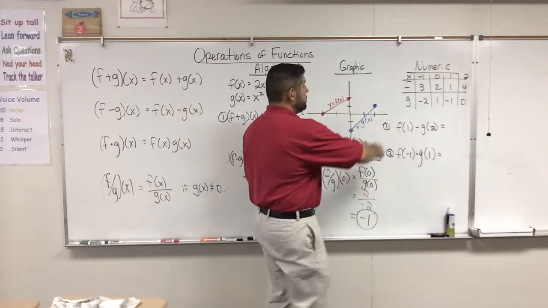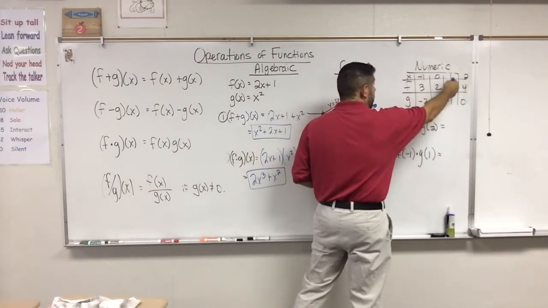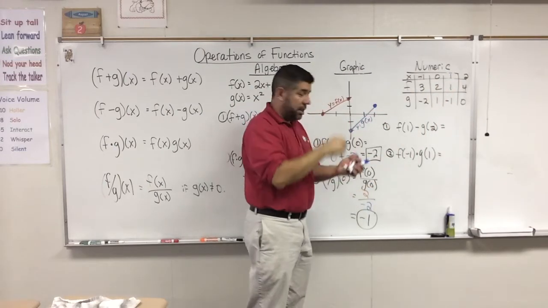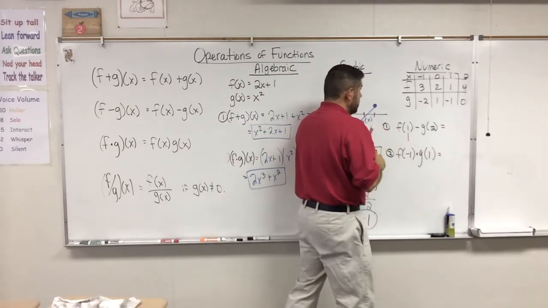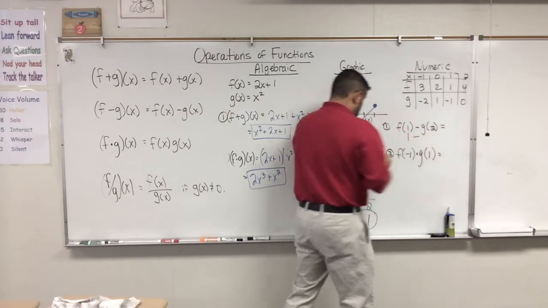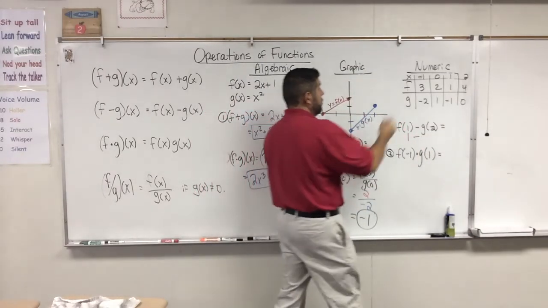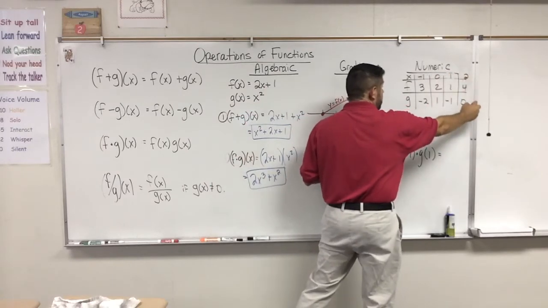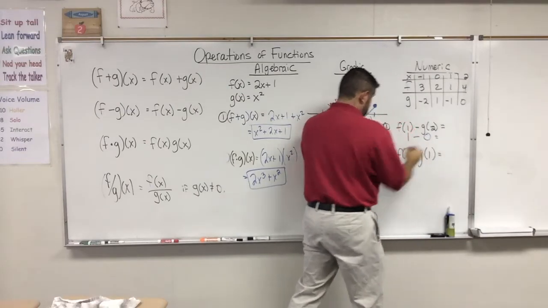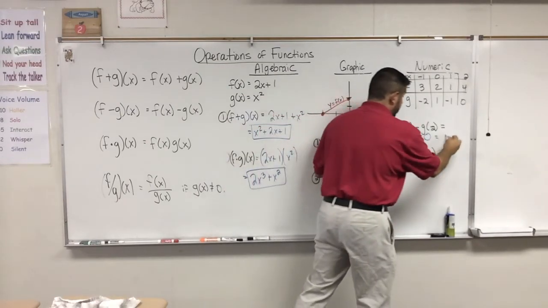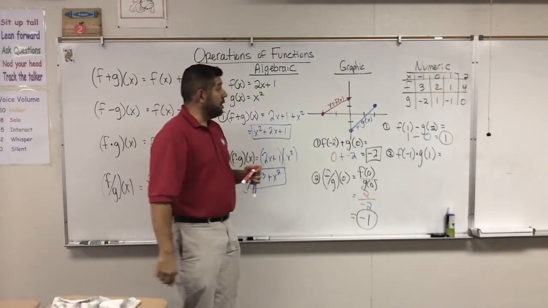F of 1, we're going to follow along this x. X is 1 here. F of 1 is 1. That's it. That's all we do. Okay, so f of 1 is 1 minus g of 2. So we're going to go over our x to the 2. X is 2 here. G of 2 is 0. So our answer here is 1. So that's how we would see it on a table. Let's take a look at the next one.